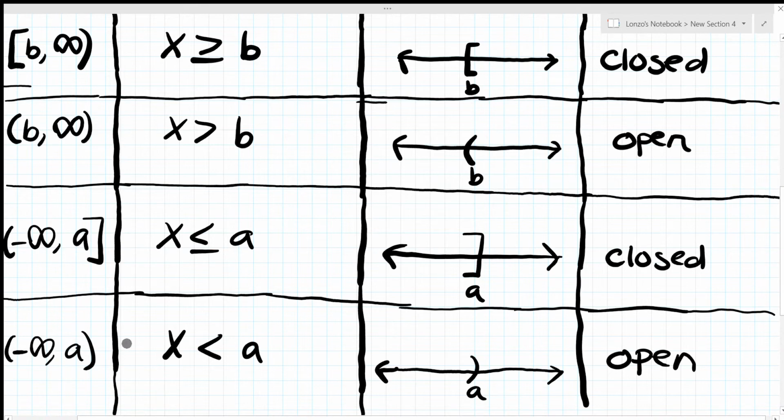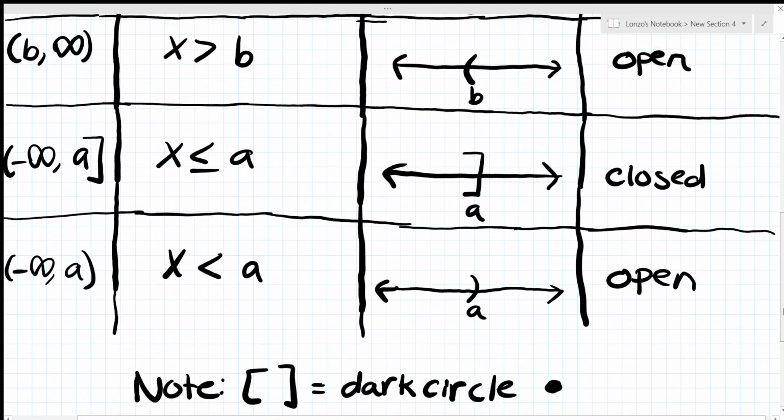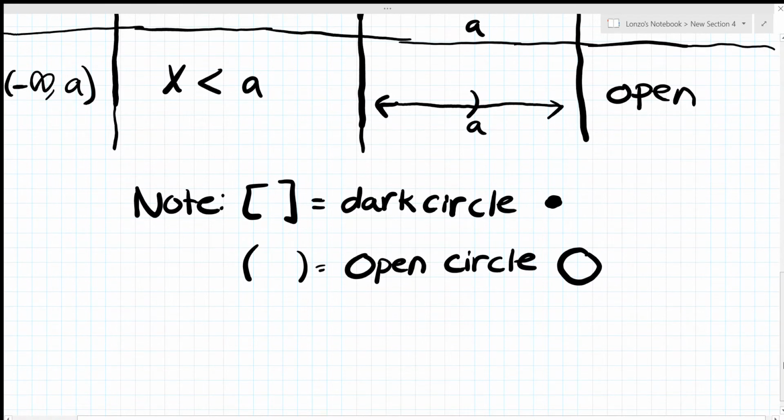What happens when it's negative infinity to A with a parenthesis? It's like saying x is less than A, so it's going to look like this, and on the line graph it's from negative infinity to A, and A is not included, so it's a parenthesis. And note, like I said before, a bracket means included, and you can also use it as a dark circle, and a parenthesis means not included. You can also use an open circle for that one as well.